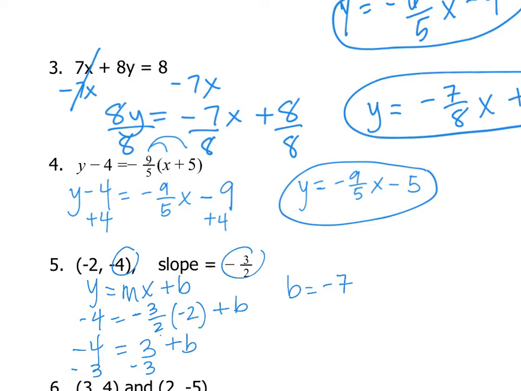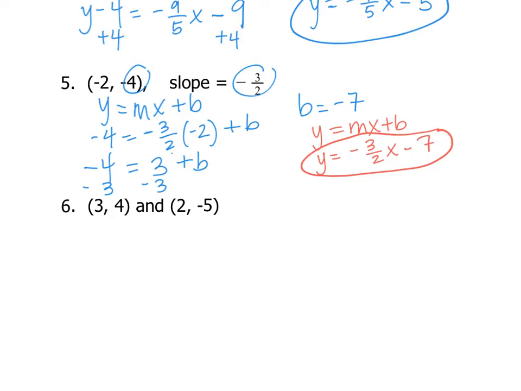So I'm going to do this in red so that you can see the difference. Okay, so we know y equals mx plus b is our slope-intercept form. Now we have all of that information. So once you plug it in, it should look like this. And there we go.